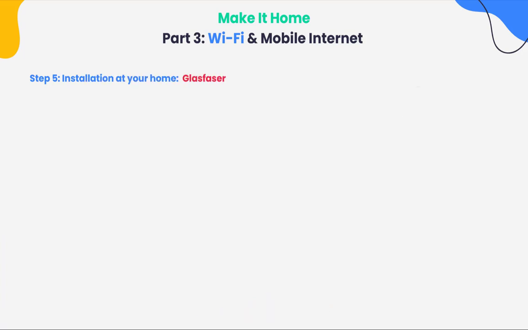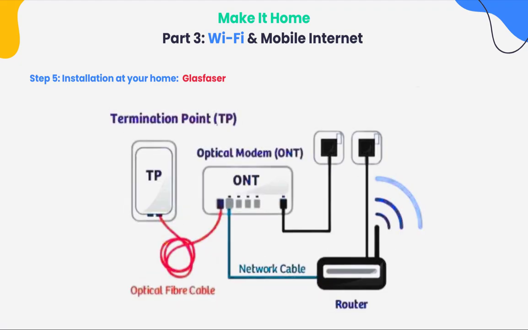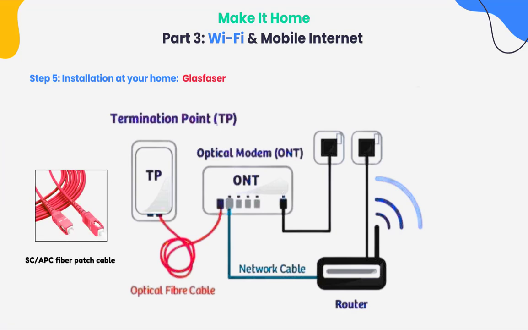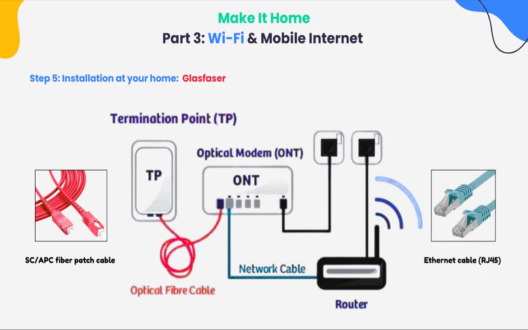Finally, if your connection is fiber optic, you will find a termination point in the building. From there, you will use a fiber patch cable SC-APC type shown in red color in the picture. This cable is to connect the termination point to an optical modem called ONT. From the ONT, you take a standard Ethernet cable, typically RJ45, and shown in blue in the picture, to connect to your router. Once that's done, your internet is ready.